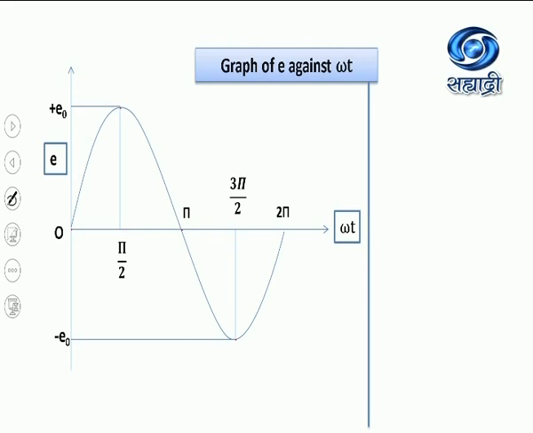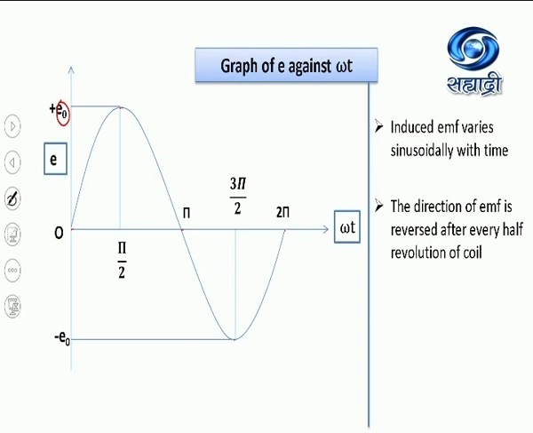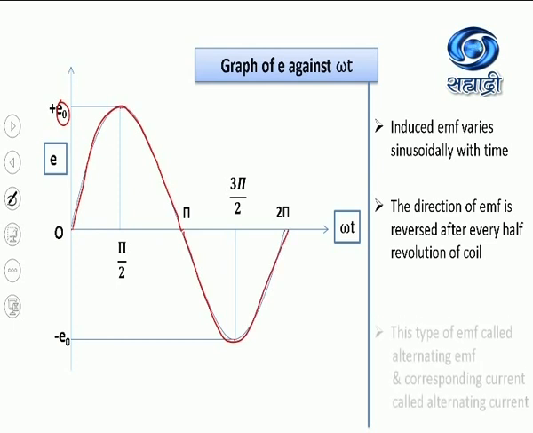So here we have to keep in mind that the minimum value of EMF is 0 when the phase is 0, pi or 2 pi. But the peak value of EMF is E naught when the phase is pi by 2 and when the phase is 3 pi by 2, but in the opposite direction. So the induced EMF varies sinusoidally with time. Why is the word sinusoidally used? Because the variation is like a sine function. The direction of EMF is reversed after every half revolution of the coil. So this nature of the graph you get in half rotation, and the next part of the graph you get in the next half rotation or revolution.